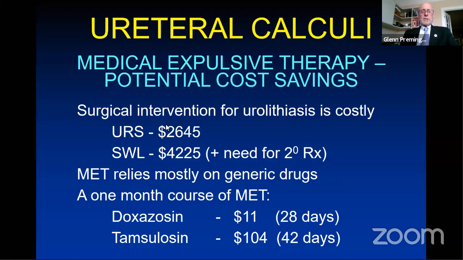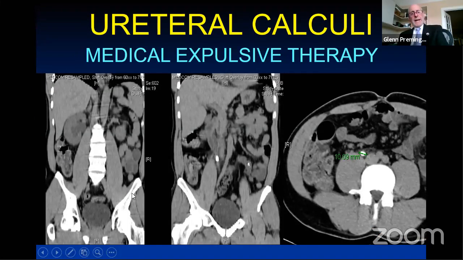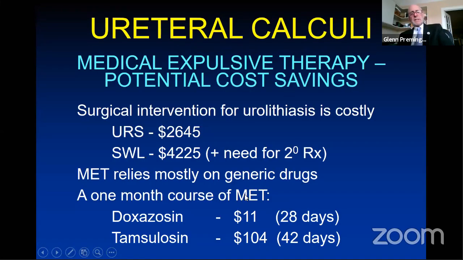If you look at the cost of surgical intervention for stones in the US, ureteroscopy can cost about $2,600 and shockwave lithotripsy $4,200. But a 1 month supply of medical expulsive therapy costs less than $100 per month, a significant reduction in cost.